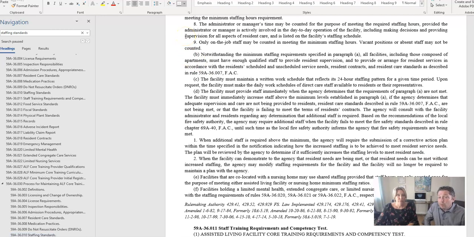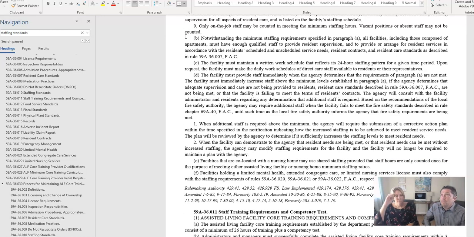The administrator or manager may be counted for the purpose of meeting the required staffing hours, provided the administrator or manager is actively involved in the day-to-day operation of the facility, including making decisions and providing supervision for all aspects of resident care, and is listed on the facility's staffing schedule. So if you're a small home, for example, you're there 5 days a week, you can count your 40 hours because you're probably doing all of those things, okay?